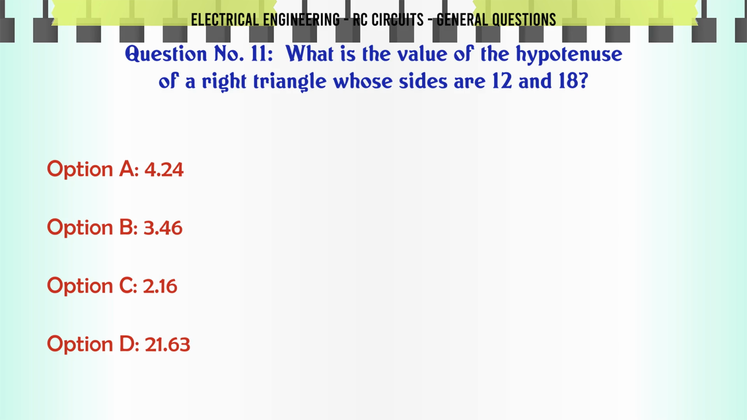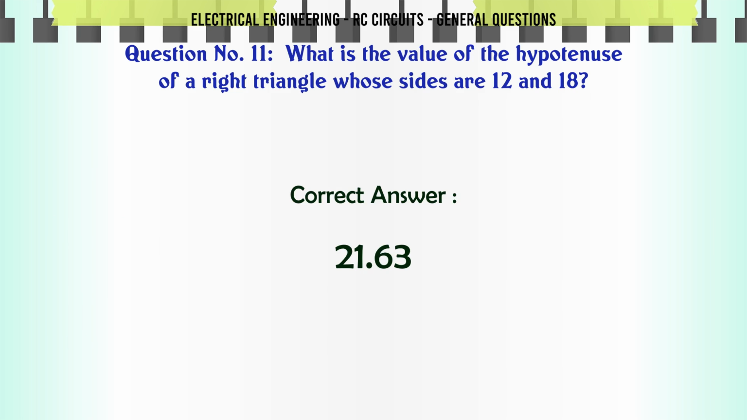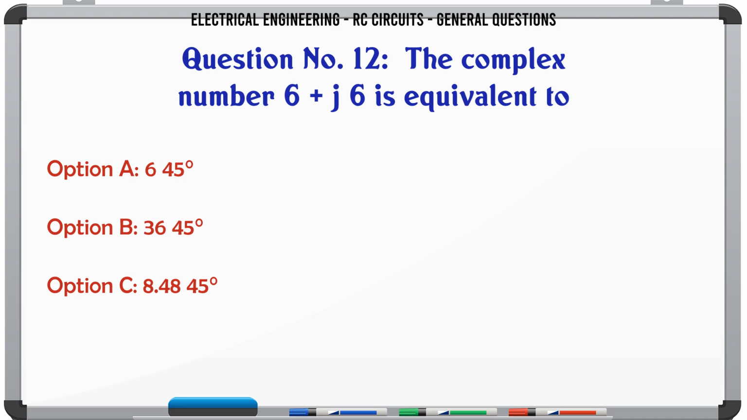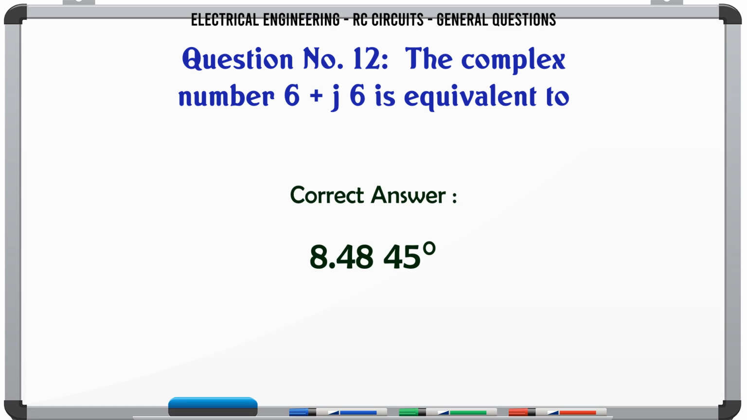What is the value of the hypotenuse of a right triangle whose sides are 12 and 18? A) 4.24, B) 3.46, C) 2.16, D) 21.63. The correct answer is 21.63.